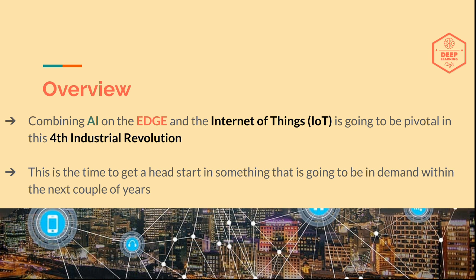And basically, what I feel is that the combination of artificial intelligence and the edge is going to bring about the true form of the fourth industrial revolution. It's actually a prerequisite, I feel: you can't have this fourth industrial revolution without bringing artificial intelligence to the edge. And what this talk hopefully will do is show you that there's an opportunity to get a head start in something that's new, and it's going to be in very high demand in the next couple of years.